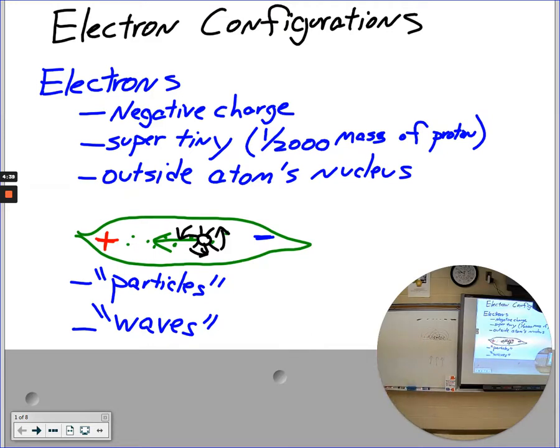And so electrons behave like waves as well as behaving like particles. They have a finite mass, meaning that you can actually measure the mass of one. They measured the mass of the electron in the oil drop experiment, and so we know it has a finite mass, whereas a wave does not have a finite mass. A wave is just energy moving through something, but then they behave like waves.